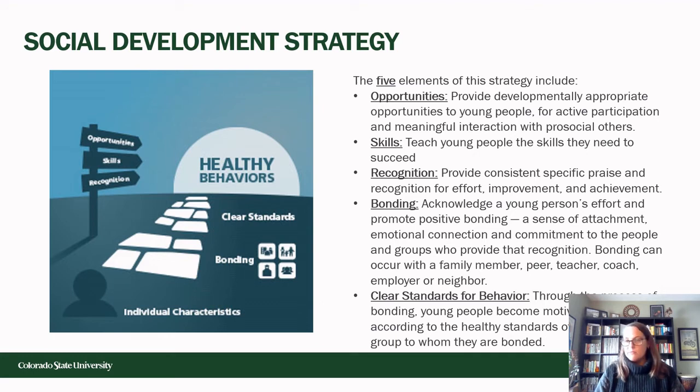Briefly here, the strategy prioritizes how developmentally appropriate opportunities can promote meaningful connections to others, especially when youth have the skills and receive the recognition for these positive interactions. As a result, they are more likely to create a sense of attachment, emotional connection, and commitment to the people and groups who provide that recognition. And as a result, they become more motivated to adopt norms and behaviors of those to whom the youth is bonded. This is a useful strategy to help students understand that there are particular avenues toward promoting positive youth development, and that it really depends upon the ways in which we are working with youth in their sense of belonging and attachment in their social environment.